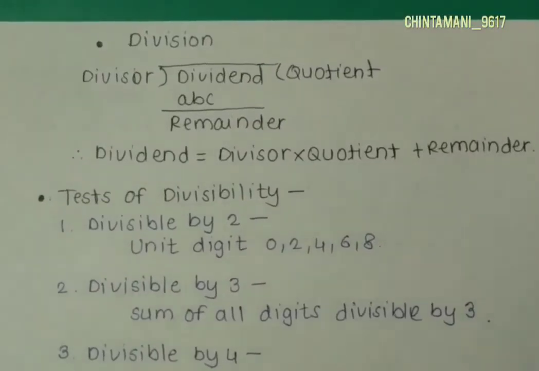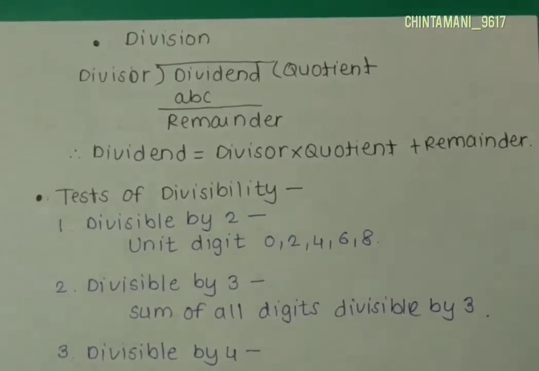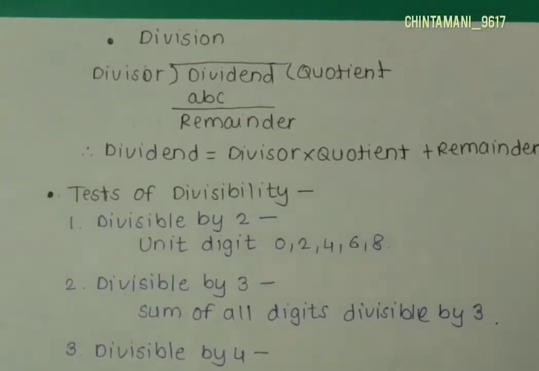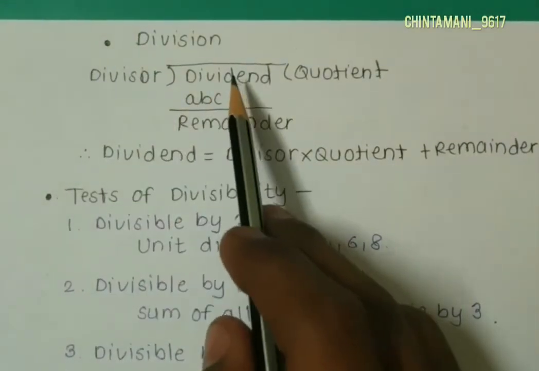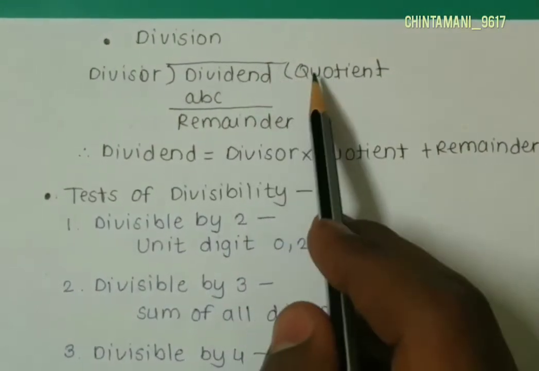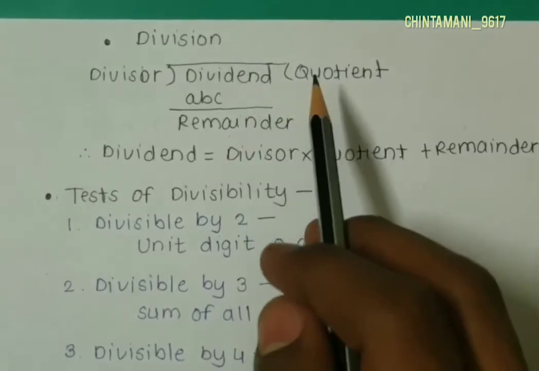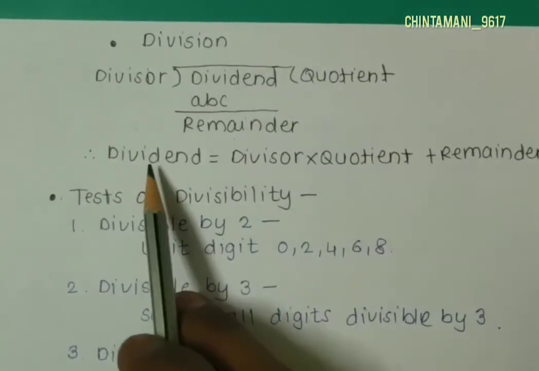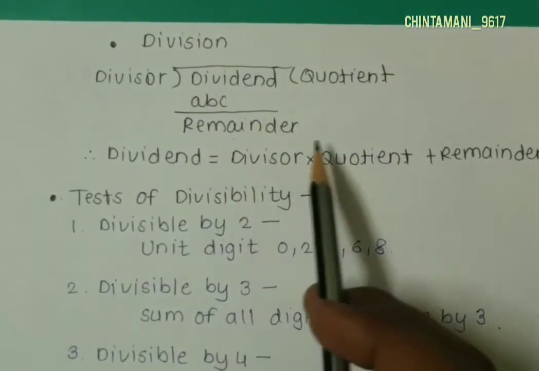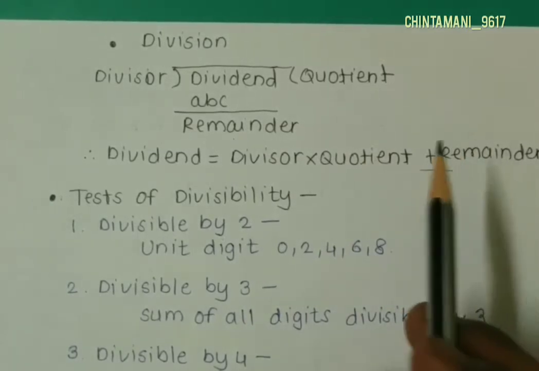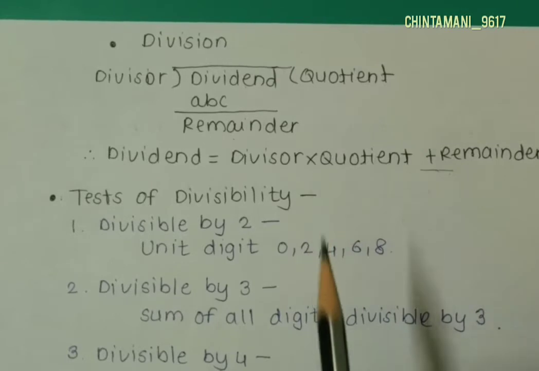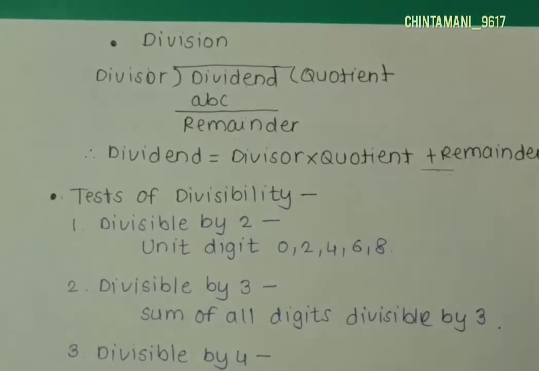Moving forward, the divisions. The basic form of writing the divisions is divisor, dividend, and some quotient and the remainder here. So the formula for it: dividend is equal to divisor into quotient plus remainder. Remember this formula because we are going to use this formula for the next problems.